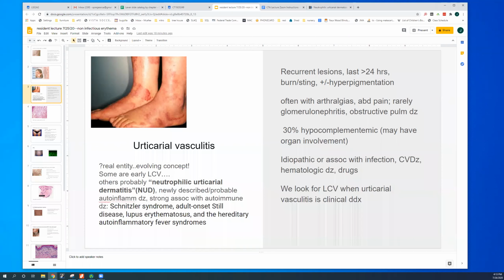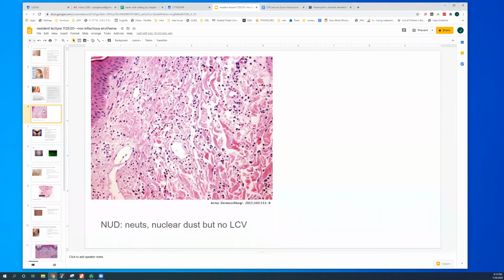I know that we have some cases that would be good for NUD in our files, but that's the kind of thing that you don't put in your line diagnosis, so I had a hard time searching for that. So I pulled this image off the web. This is what you would see in a biopsy of NUD. It kind of looks like urticaria.